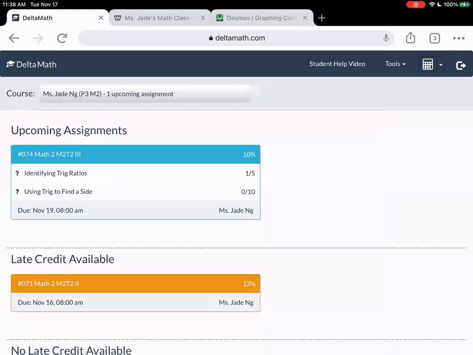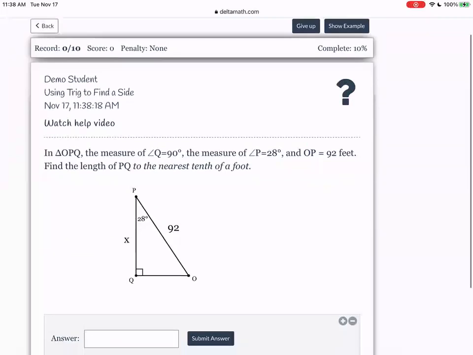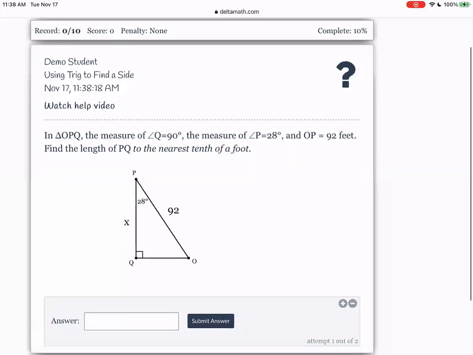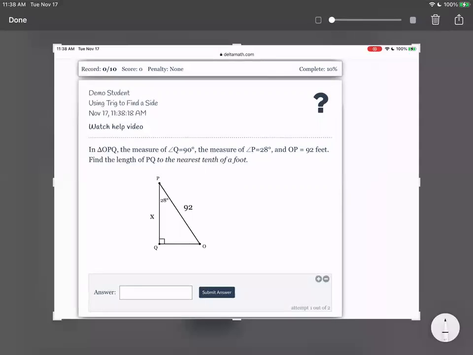The newer section is using trig to find a side. So I'm going to do several examples from this section so that you guys can apply the notes that we just learned today. So luckily for us, they already draw a triangle for us. In triangle OPQ, the measure of angle Q is 90 degrees, the measure of angle P is 28 degrees, and OP is 92 feet. Find the length of PQ to the nearest tenth of a foot, and they already put an X there for us.